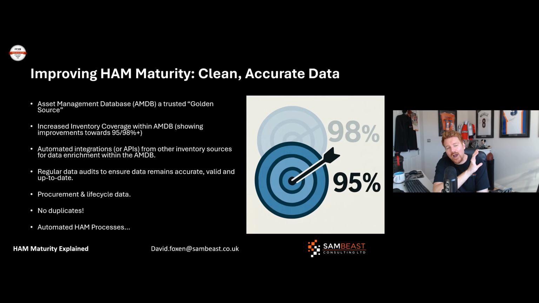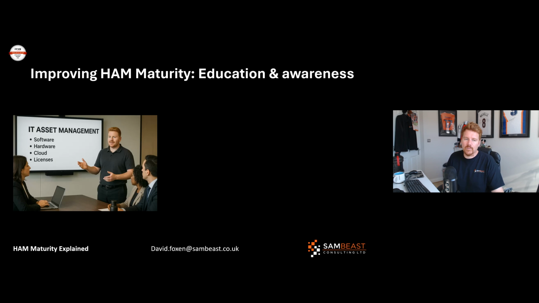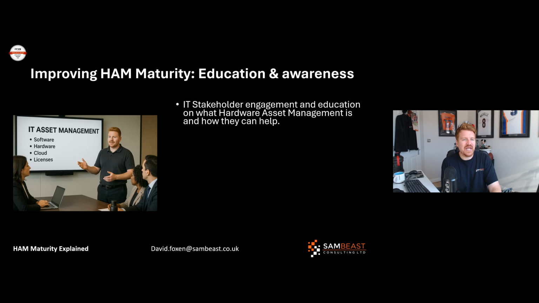Finally, I've put this in here as an additional extra, because an automated HAM process doesn't always mean top levels of maturity, because the HAM process that's automated may be broken or may not be effective or efficient. However, it's a really good way of showing that, if you're automating a leavers process, if you're automating the enrichment of data within your AMDB or whatever HAM process, threshold stock alerts, that kind of thing, it does help boost that maturity up. But of course, the automated HAM process needs to be working, and there needs to be evidence that it's actually working properly. Also, I want to see some education and awareness.